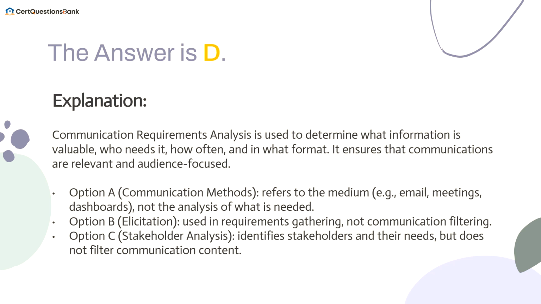Option A, communication methods, refers to the medium, e.g., email, meetings, dashboards, not the analysis of what is needed. Option B, elicitation, is used in requirements gathering, not communication filtering. Option C, stakeholder analysis, identifies stakeholders and their needs, but does not filter communication content.